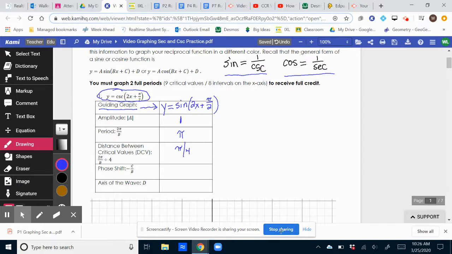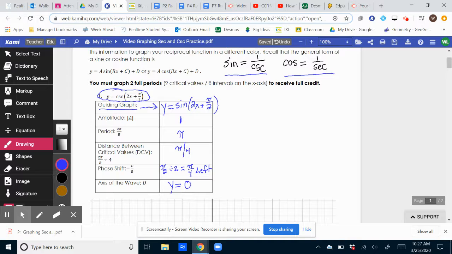Phase shift, C over B. C is pi over 2, B is 2, pi over 2 divided by 2 is pi over 2 times 1/2, which is pi over 4. But remember to specify which direction is your phase shift. In this case, it's to the left, evil inside. C is positive, plus means to the left. And finally, the axis of the wave here, or your midline, is at 0.